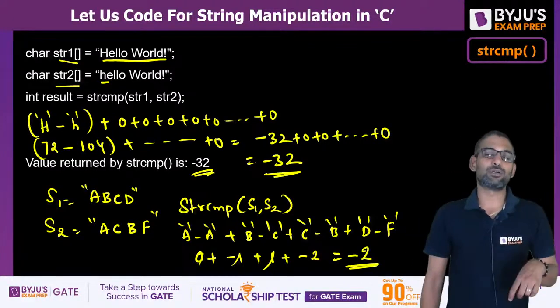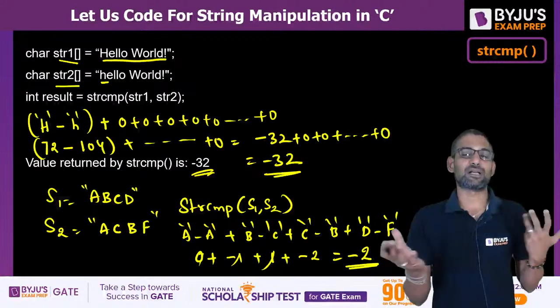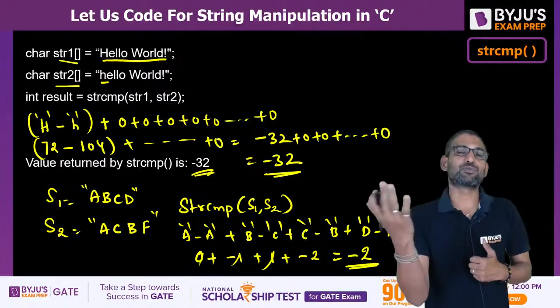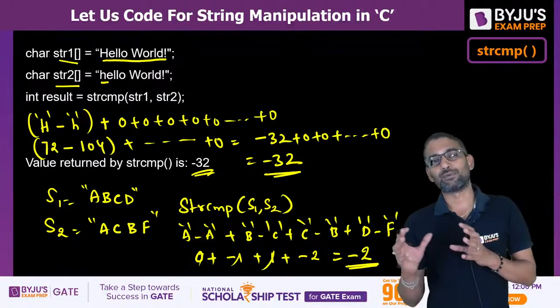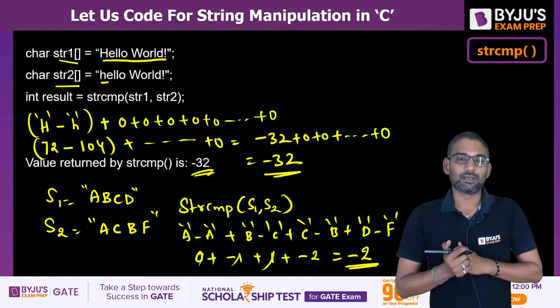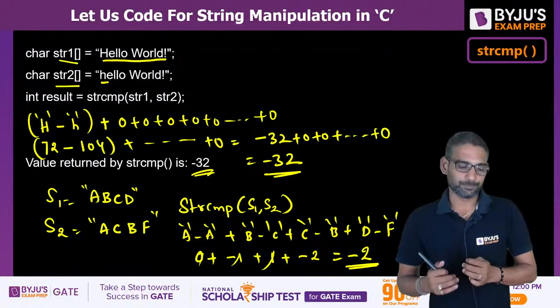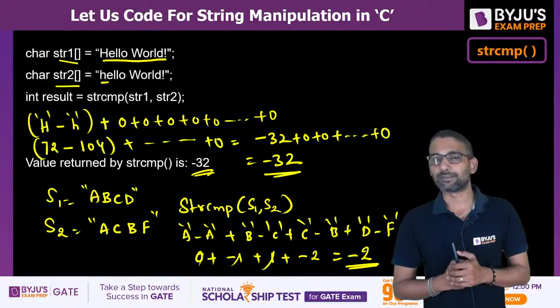So you need not have only one character difference. You can have any two strings and compare. In this way, their ASCII value difference is found out and you will get that result. Got it? So I believe how to compare these two strings is clear.